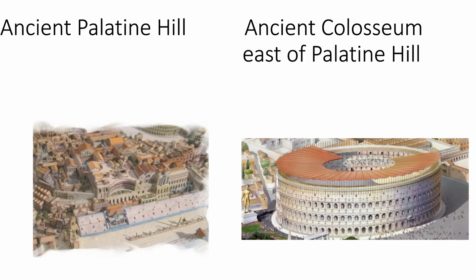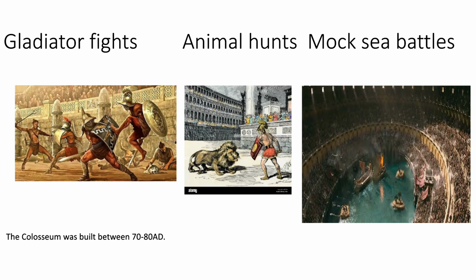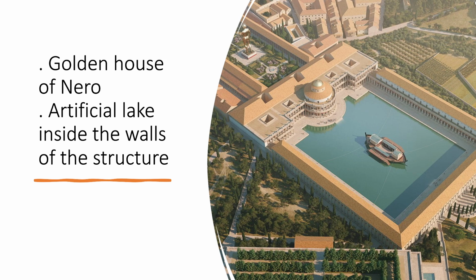The Colosseum is located east of the Palatine Hill, Italy. It was built as a mass entertainment venue, often holding many gladiator fights and wild animal hunts. It was even used for staging mock sea battles, as the natural flow of water through the excavated hollow allowed for this. The Colosseum was built between 70 to 80 AD.